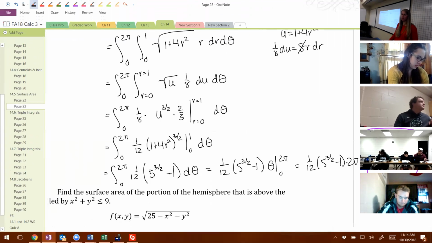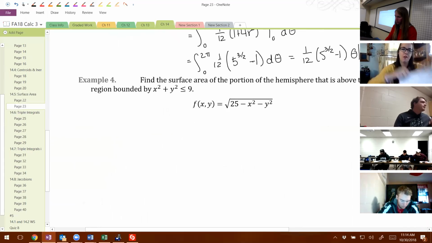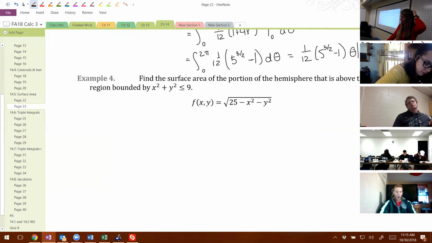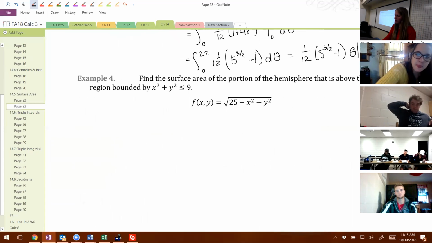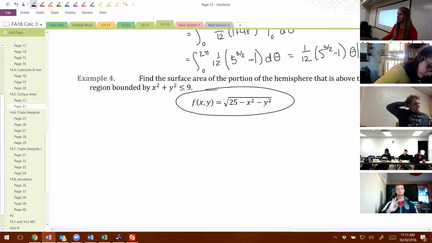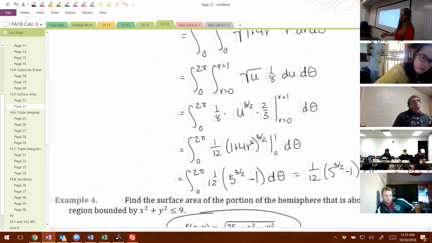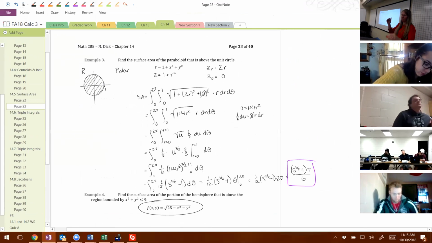No. Okay, let's set up one more, and depending on how much time we have left, we'll either work through it or I'll just give you the answer here. All right, find the surface area of the portion of the hemisphere that is above the region bounded by, and then we're given that equation. I'm not going to go back and graph this one, but if you think about this, what's the radius of the hemisphere that we're talking about, of this surface? It is 5, square root of 25. So we've got a hemisphere of radius 5, and since we're just talking about the positive square root, we know we're just talking about the top half of this hemisphere.